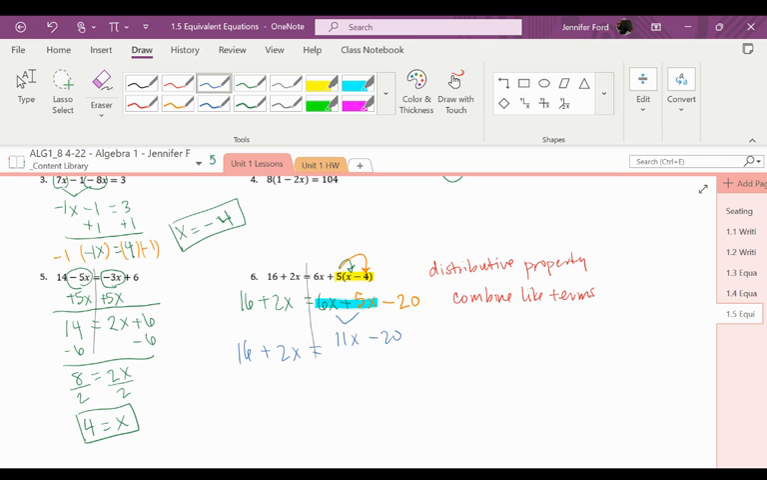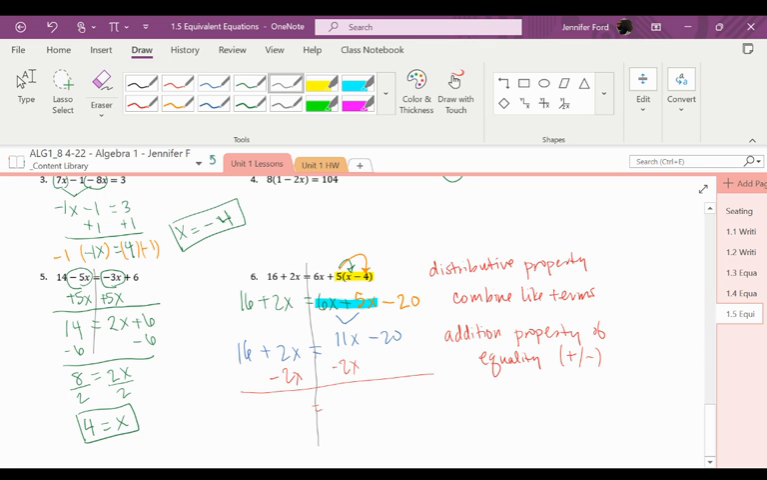Okay. So the next thing I'm going to do is the addition property of equality, which you can really think of as the addition or subtraction property of equality. If I add or subtract the same thing to both sides, then the equation's still going to be equal. So what I'm going to do, I'm going to subtract 2x from both sides. So then I'm going to get my equal is still there.